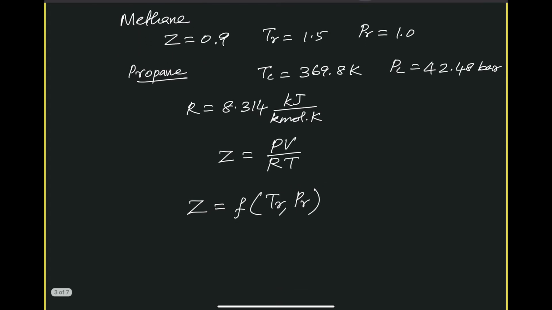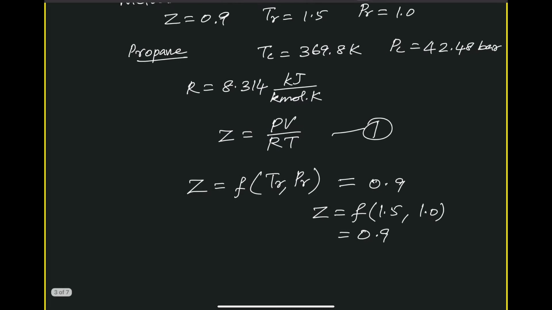So we can write this as equation 1, and for the same TR and PR, we have Z equal to 0.9, or Z is a function of TR is 1.5 and PR is 1. So at that condition we have 0.9. Now, from 1 we have V equal to ZRT by P.